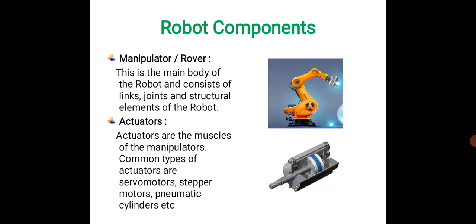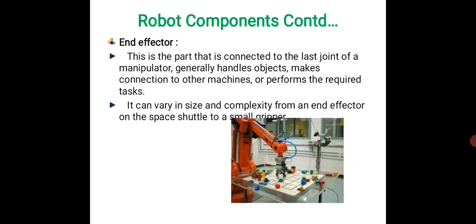So as I told you, earlier also I've shown you a thing which is a manipulator or a rover. So this is the main body of the robot, and it will consist of links and joints, and this forms the structural element of the robot. And the second important thing is actuators. So these are like the muscles of the manipulators, and normally we go for some electrical drives. The common types used are servo motor, stepper motor, pneumatic cylinders, and end effector.